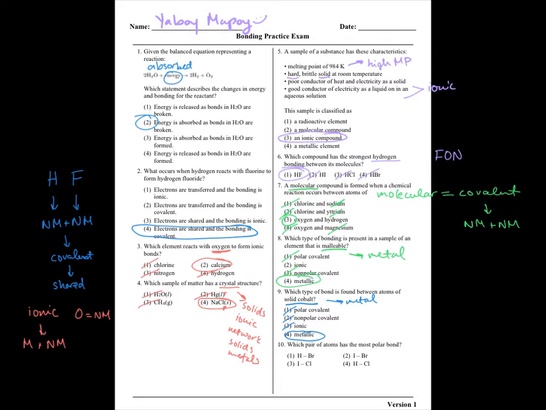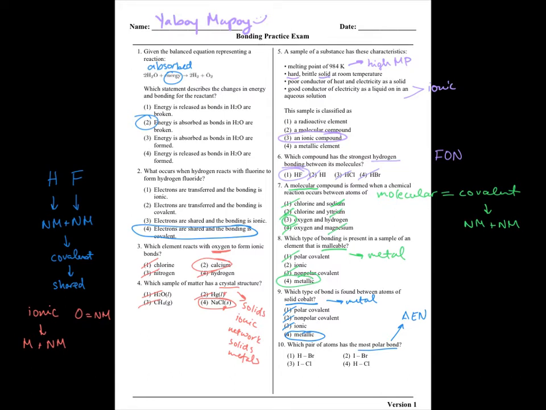All right, number 10. Which pair of atoms has the most polar bond? So we're thinking about bond polarity, which is determined by electronegativity difference. We're looking at each of these choices and figuring out which has the highest electronegativity difference, because the bigger the difference, the more polar it is, whereas the smaller the difference, closer to 0, the more nonpolar. So look at your handy-dandy reference table, Table S, and do all the math here.